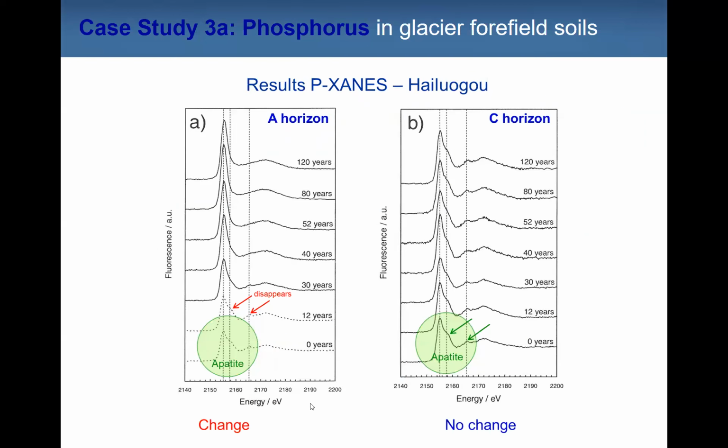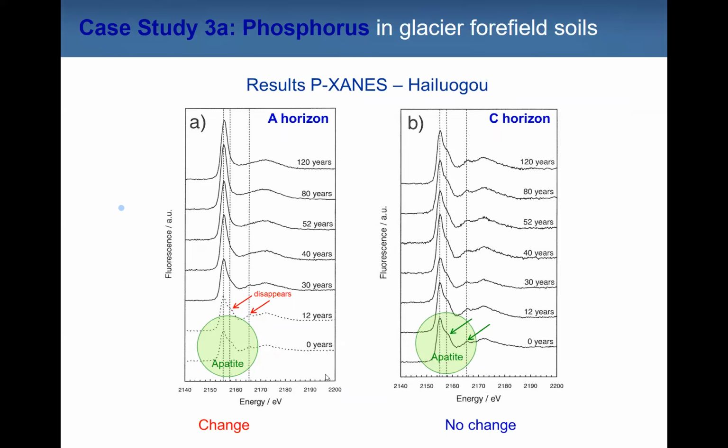We sampled the upper mineral horizon, the so-called A horizon, and the lower horizon, which is actually still rock after 120 years. And you see, we start with that one. In the subsoil, the young soil is characterized by a typical calcium phosphate apatite feature, and this feature is present at all places, also those that were deglaciated already 120 years ago. So there's still apatite present and dominating the phosphorus in the subsoil.